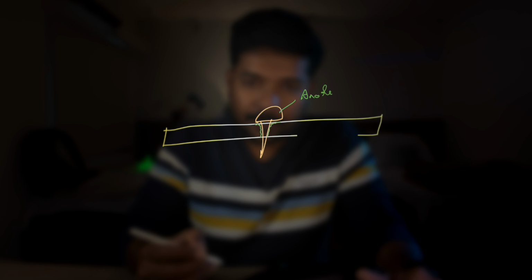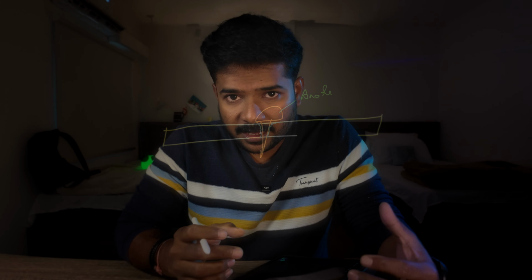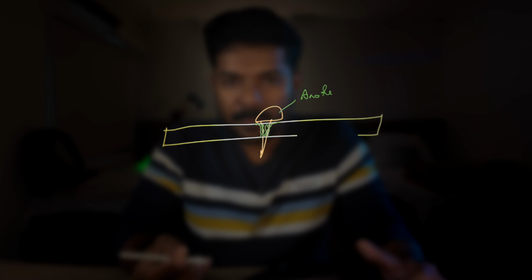Say we flip the situation and we make this the anode. What happens here is that the rate of corrosion might be similar, but the anode is very small, and the corrosion might just eat up the main part and break the joint.